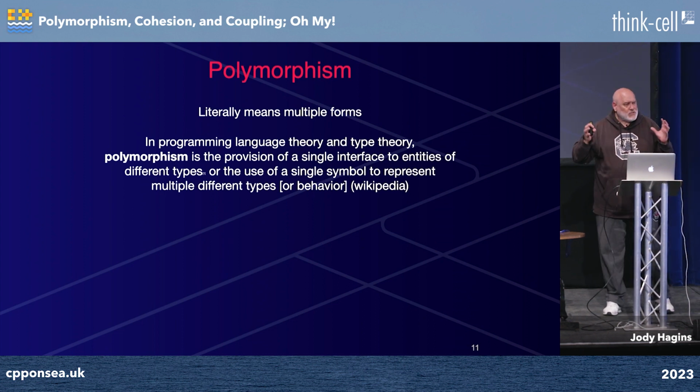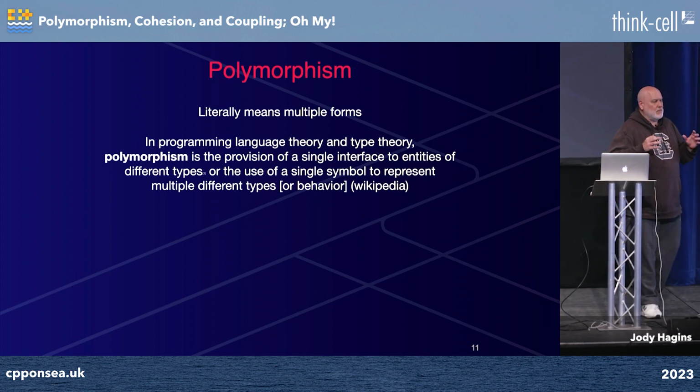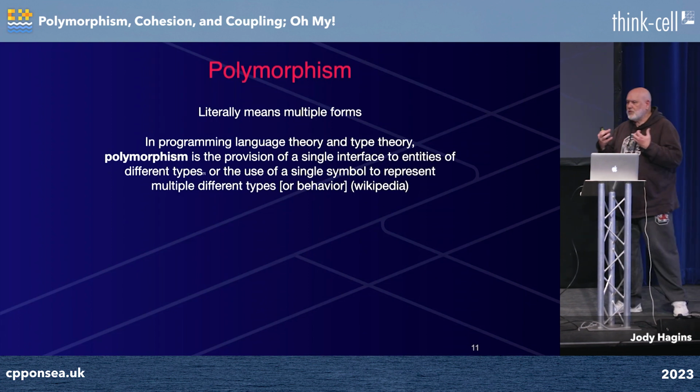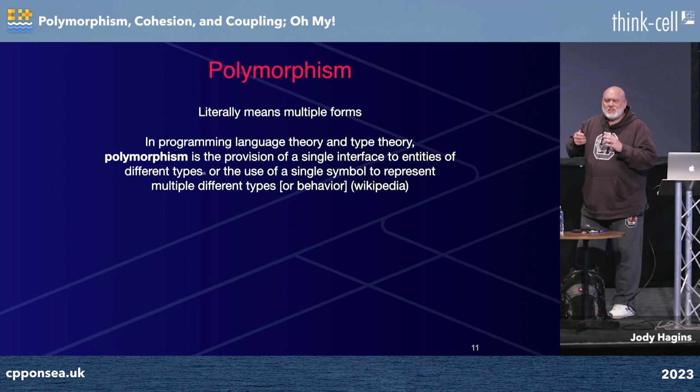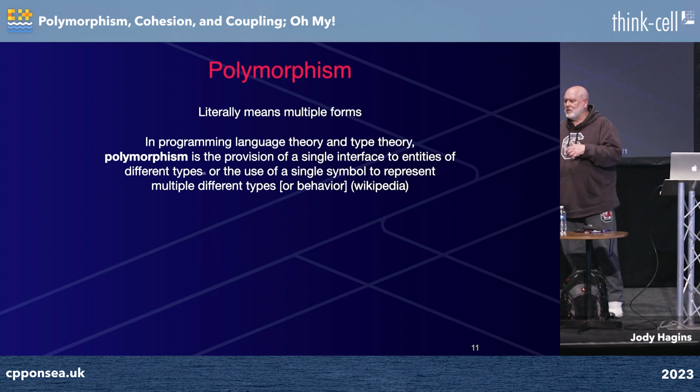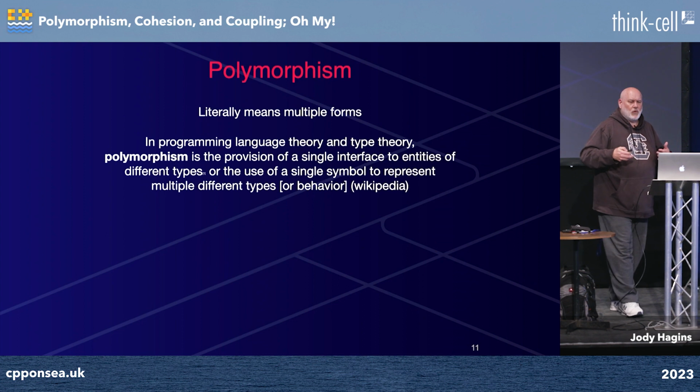And in most things that you want to do in computer science, where you're trying to reduce the coupling between things and increase cohesion, you're doing some form of polymorphism, whether you think about it or not.